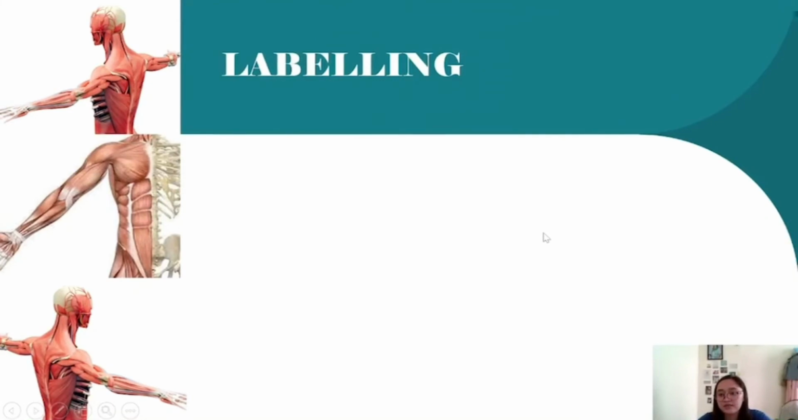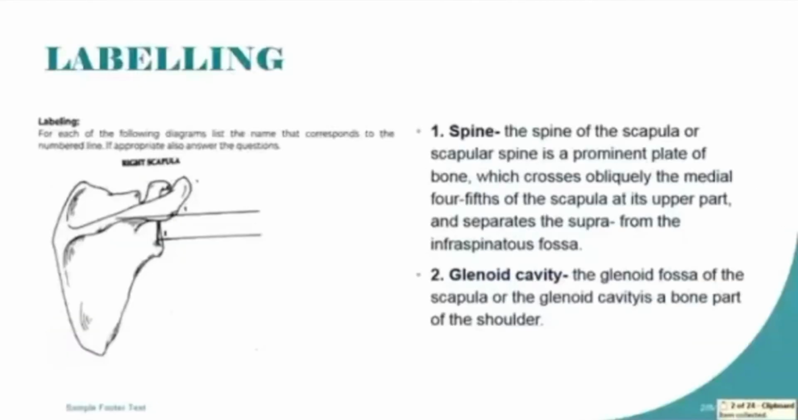And labeling will be discussed by Rachel and Belen. Good day, ma'am. My name is Rachel and Belen, and I will be discussing the labeling.